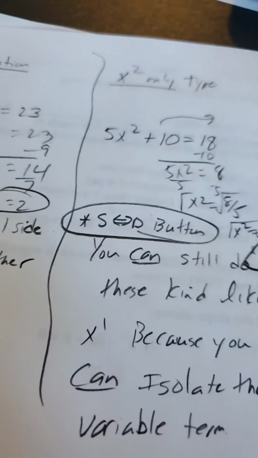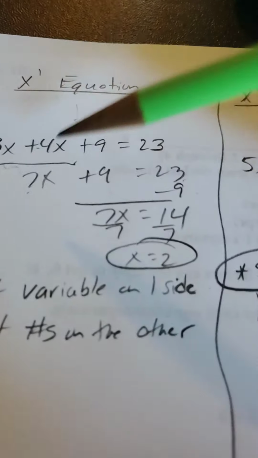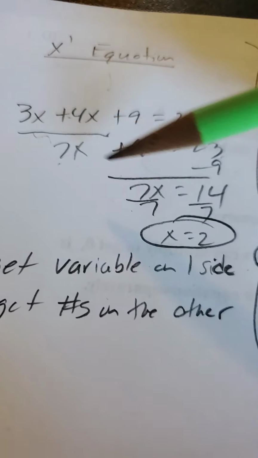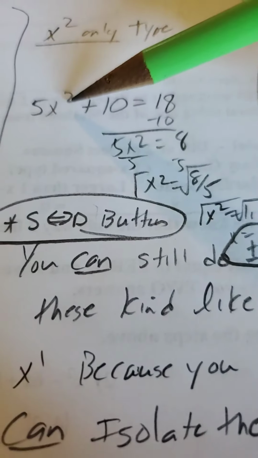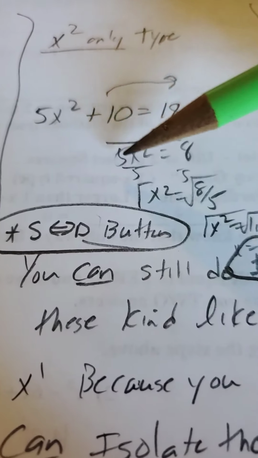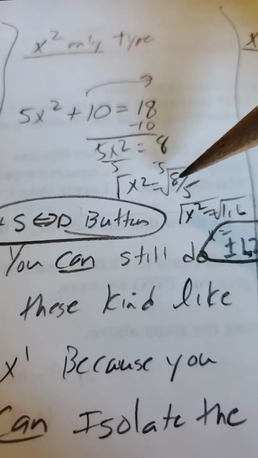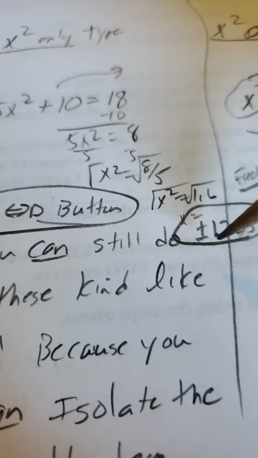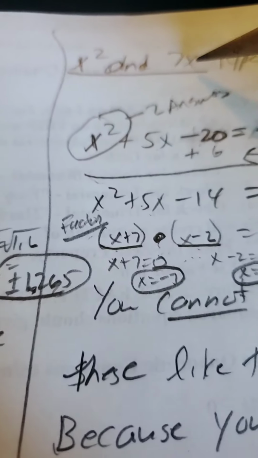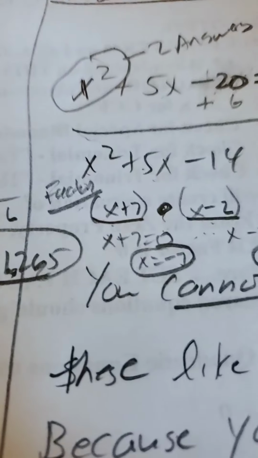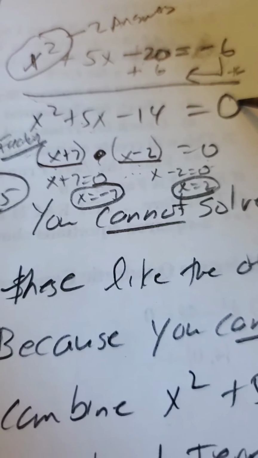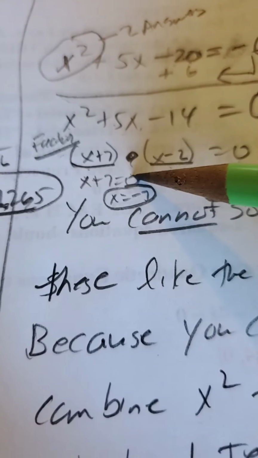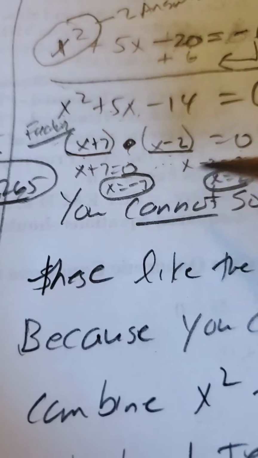Okay? So this was more about the philosophy. X to the first, you can combine like terms, isolate, divide, and get an answer. X squared only, you could still isolate the x squared by moving the 10, dividing, taking the square root of both sides, and getting the answer. In an x squared with an x, you cannot do it the same way. You have to get everything on one side, 0 on the other. Use the factoring concept that we've been doing, and then solve.